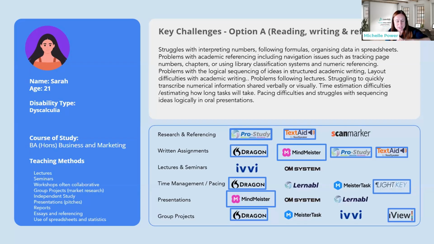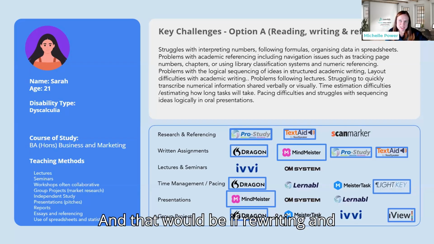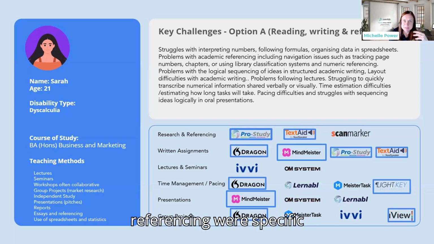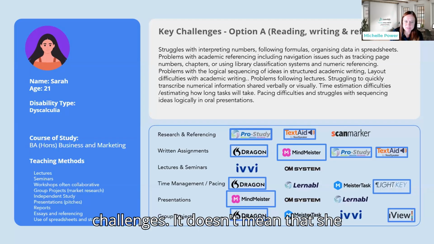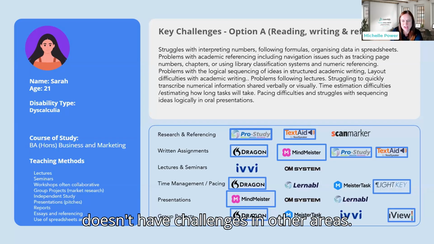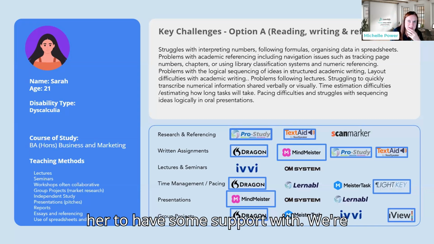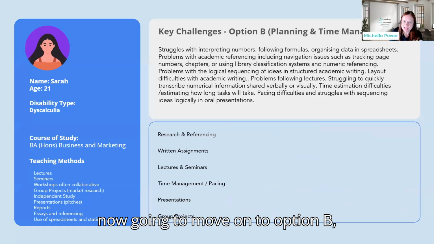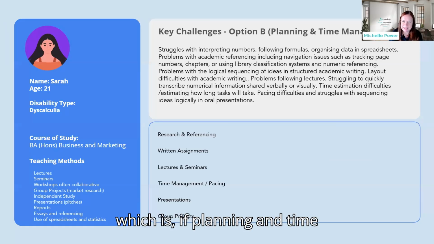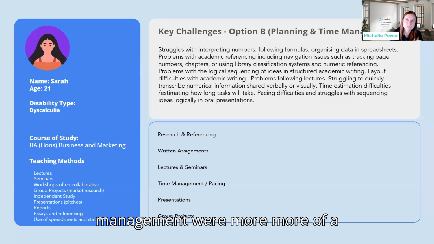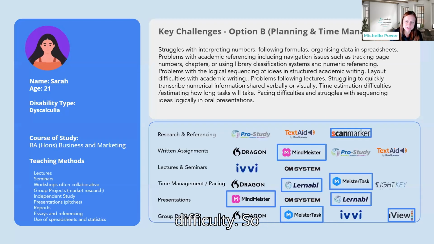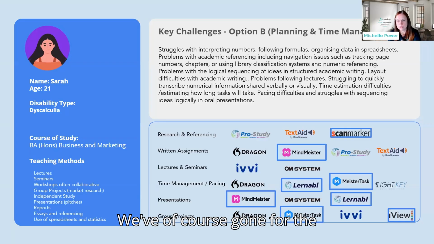And that would be if reading, writing, and referencing were specific challenges. It doesn't mean that she doesn't have challenges in other areas. It's just they're more important for her to have some support with. We're now going to move on to option B, which is if planning and time management were more of a difficulty.